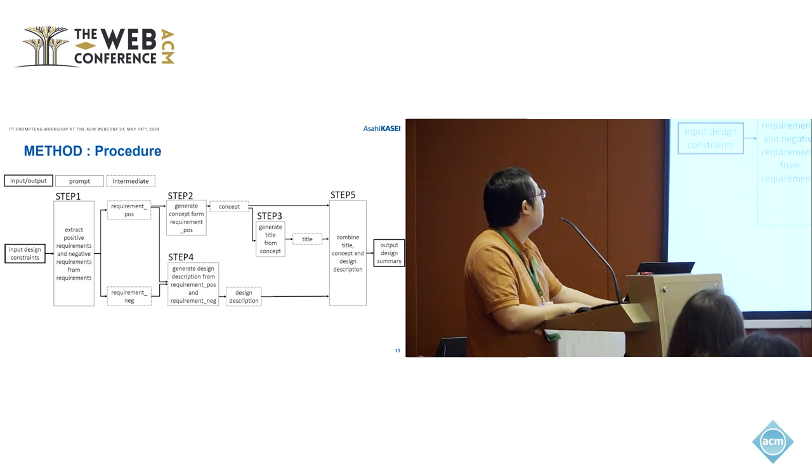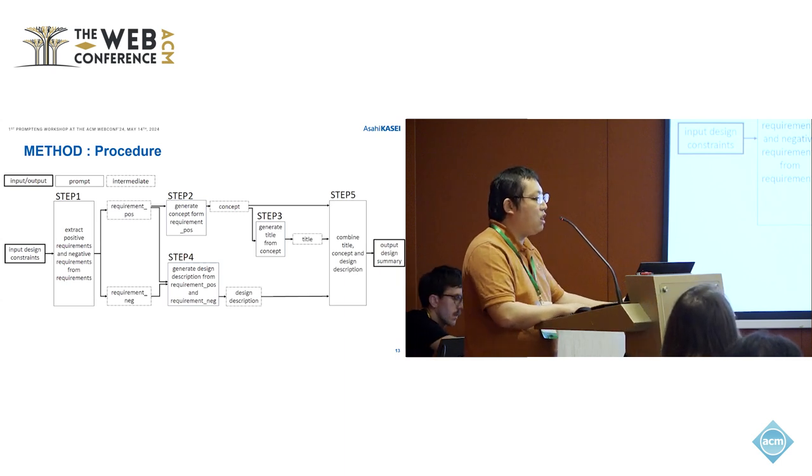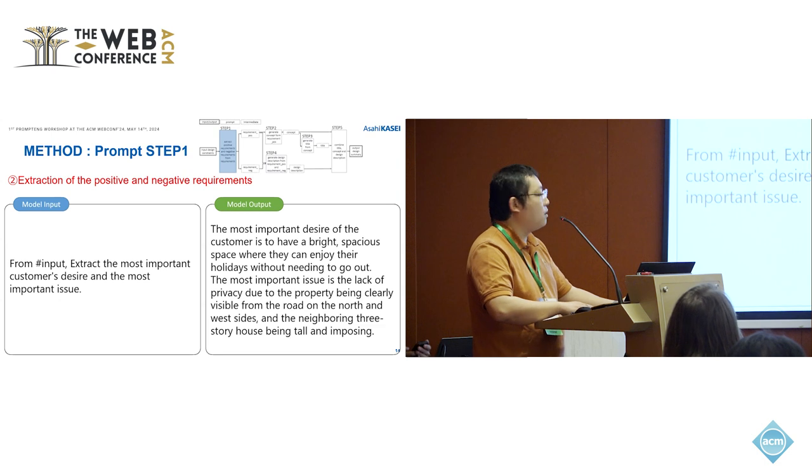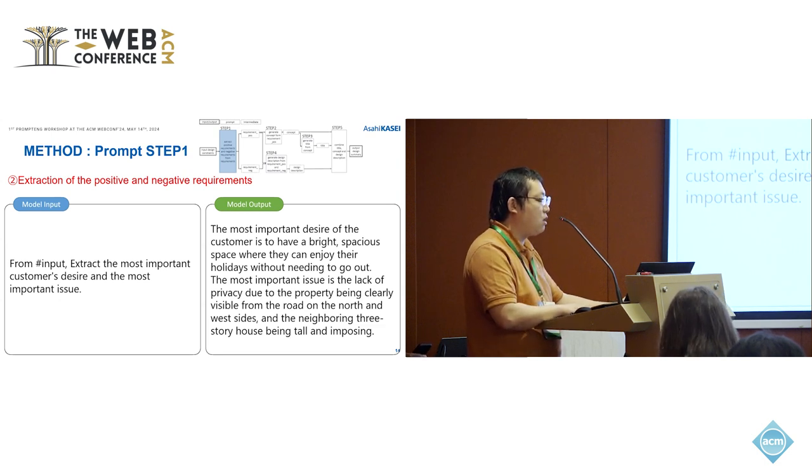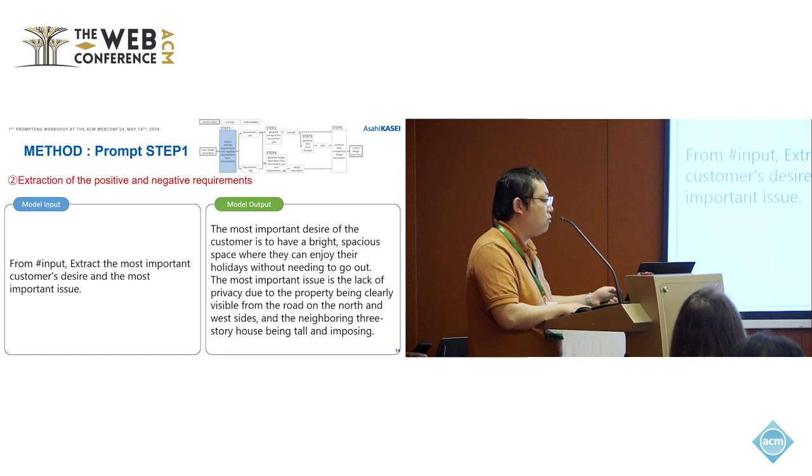Here is the procedure of our prompt. Utilizing the knowledge of four characteristics, we designed a prompt that realized the generation of design summary in multiple steps. In the following slides, I explain each step of the prompt. Firstly, in step one, we instruct the GPT to extract a small number of requirements from the input. This prompt extracts positive requirements with the word desire, and then extracts the negative requirements with the word issue.